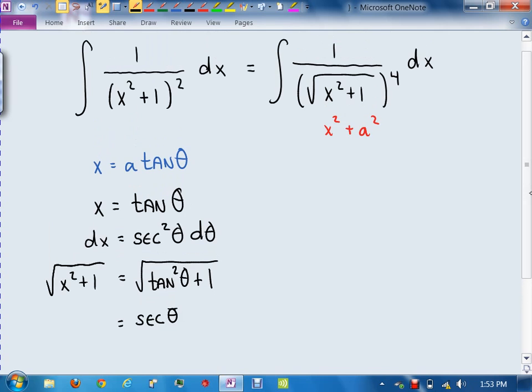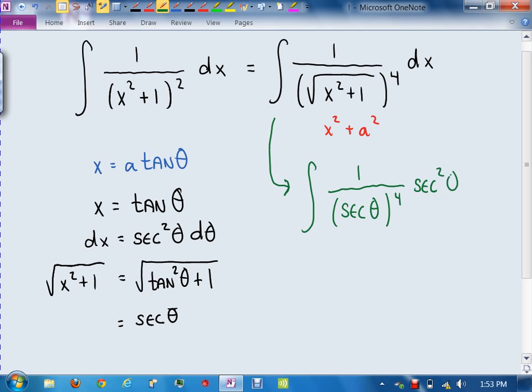Can I rewrite the integral now? I'll bring it down right here. What's this integral going to become? Integral 1 over what? What's the square root of x squared plus 1? What is it? Secant theta, but to what power? Fourth power. And then what's dx? Secant squared theta d theta. So I've rewritten the integral.